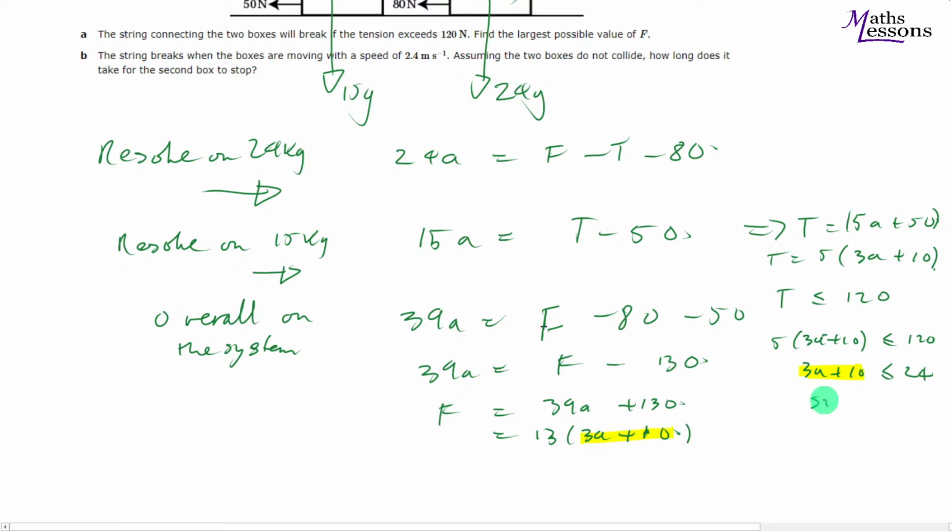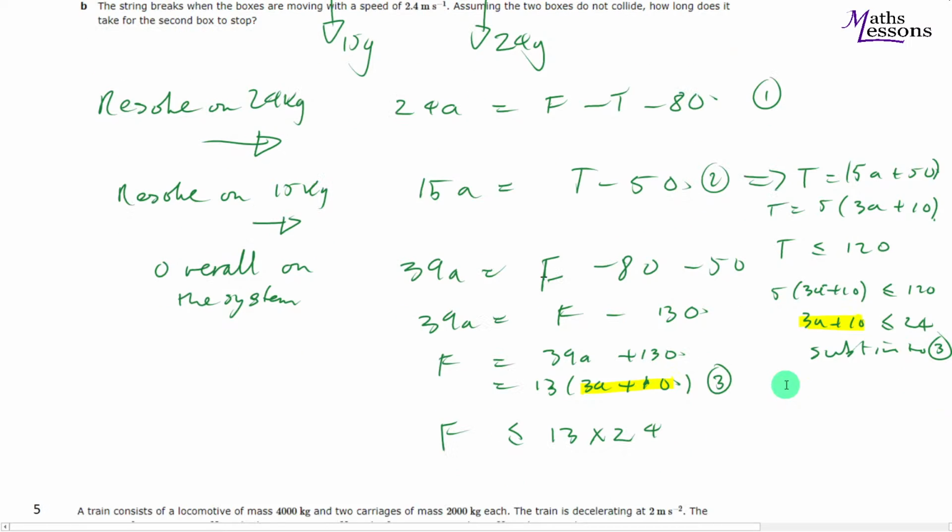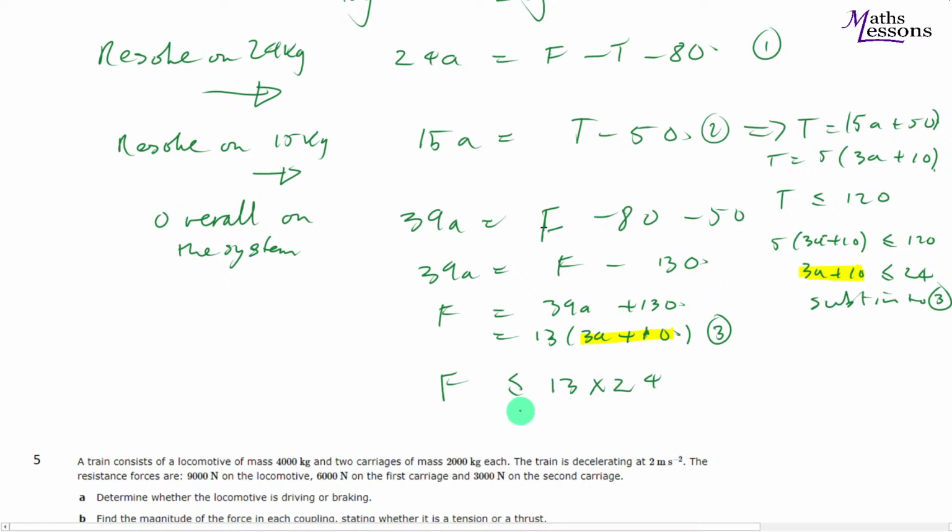So we substitute into equation 3, I think that would be. That was equation 1, that was equation 2, that's equation 3. Substitute that into equation 3, and we get F is going to be less than or equal to 13 times 24, which comes out as 312 newtons.